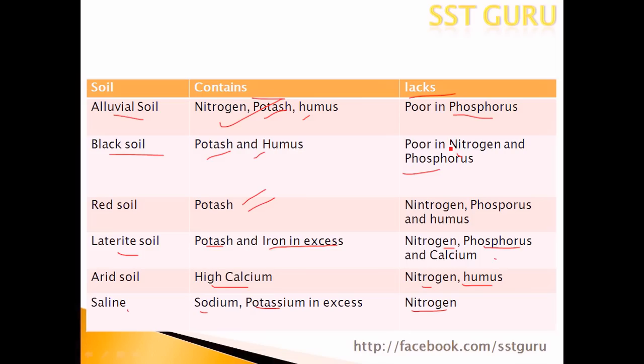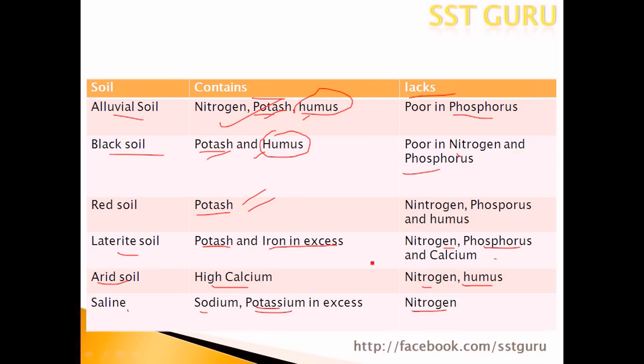So this is a very tough table to remember. Okay, so you remember it like this. First of all, humus content: just two soils have high humus content, alluvial and black soil. You see this humus content in alluvial and black soil. And except arid soil, all soils have potash. You see, alluvial soil has potash, black soil has potash, red soil has potash, laterite soil has potash, and of course saline soil also has potash.